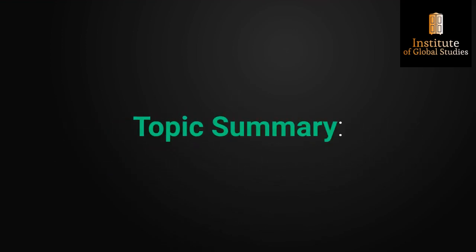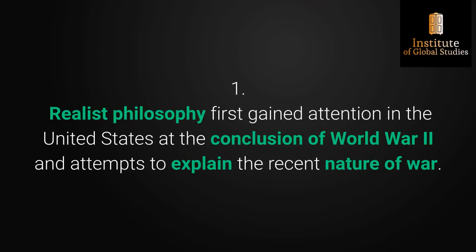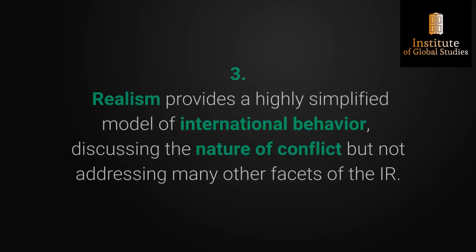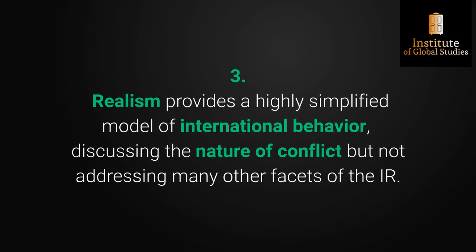Topic summary. 1. Realist philosophy first gained attention in the United States at the conclusion of World War II and attempts to explain the recent nature of war. 2. Realism's guiding principle is the anarchic international system, a collection of sovereign states whose actions are limited only by power rather than by the institutions of English schools or liberal regimes. 3. Realism provides a highly simplified model of international behavior, discussing the nature of conflict but not addressing many other facets of the IR.